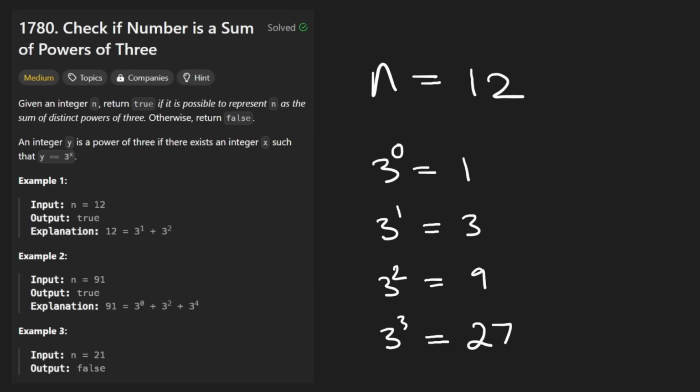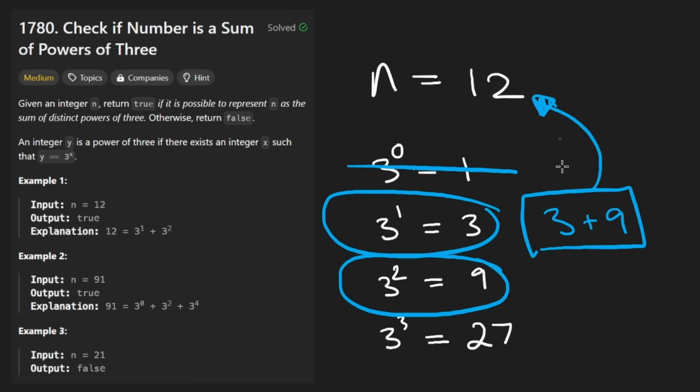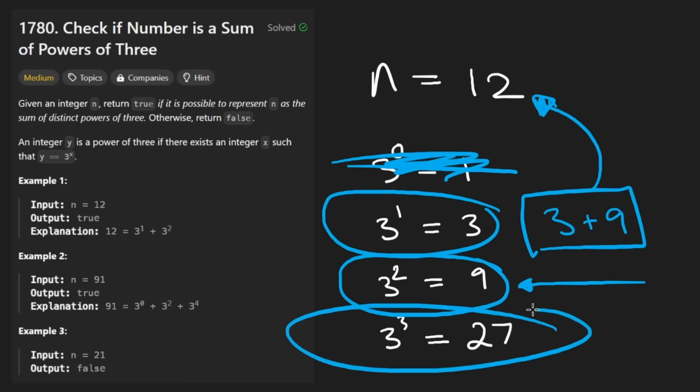So what we want to know is if there's some combination of these powers where, let's say, maybe we include this one, or maybe we skip this one, and then we include this one, and then we include this one, and then we take the sum of the ones that we did choose, in this case, 3 plus 9, and we arrive at this number that we were given. Again, we can only use each of these a single time if we use it at all. We can also skip the powers of 3.